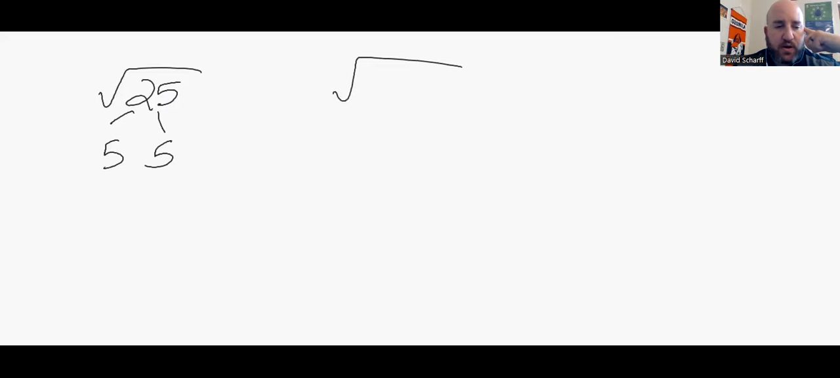Square root of 12 is not a perfect square. 3 times 3 is 9. 4 times 4 is 16. So we know 12 is not a perfect square. So I just need to start with any two numbers that I multiply to get 12. You don't want to use 1 and 12. We didn't use 1 and 25 previously.